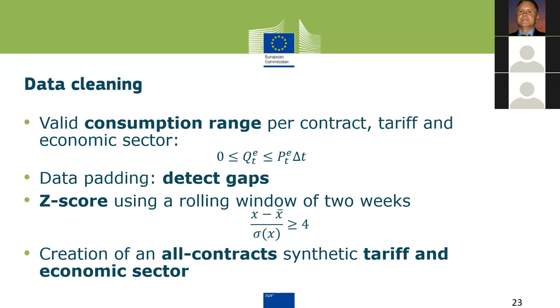in our case. The second one is a data padding of the data sets in order to detect gaps and avoid them in the analytics. And also we detect outliers using a Z score greater than 4 using a rolling window of 2 weeks. There's not much outliers in the data provided by DataDIS, but even though I think it's necessary always to take into account these steps.